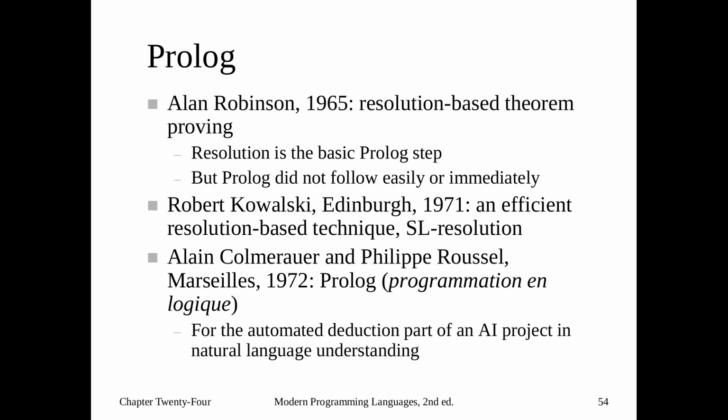And then came Alain Colmerauer and Philippe Roussel in Marseille back in '72. They developed Prolog, right? So over in France, they came up with this method. What it basically does is, the whole goal of Prolog was to get into the automated deduction part of an AI project, right? For natural language understanding. So this is the interesting thing.